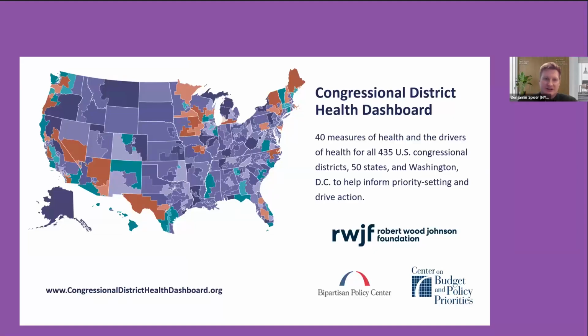So the Congressional District Health Dashboard, you see a national map of congressional districts. We have 40 measures of health and drivers of health across all 435 US congressional districts, 50 states, and Washington, D.C. to help inform priority setting and drive action. You can see the URL underneath the US map. And we developed the website in partnership with the Robert Wood Johnson Foundation and have relied on close collaboration with the Bipartisan Policy Center, and Center on Budget and Policy Priorities to guide us and get the word out. Next slide, please.